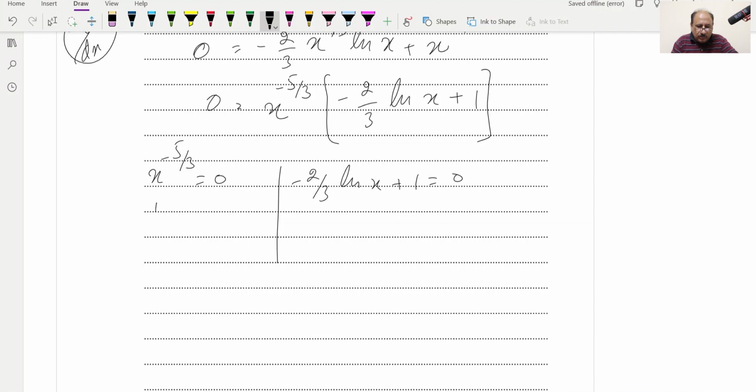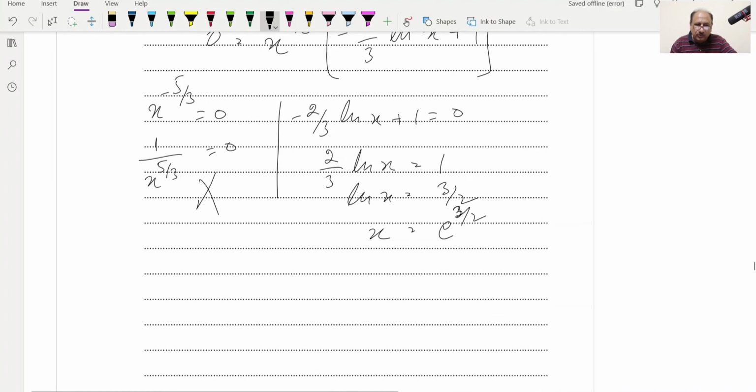So this implies what? We can write it as x raised to 5 by 3 is equal to 0, and this cannot be the case, so we'll reject this one and accept the other one. We can write 2 by 3 log x is equal to 1, so log x is equal to 3 by 2, so x will be equal to e raised to the power 3 by 2.